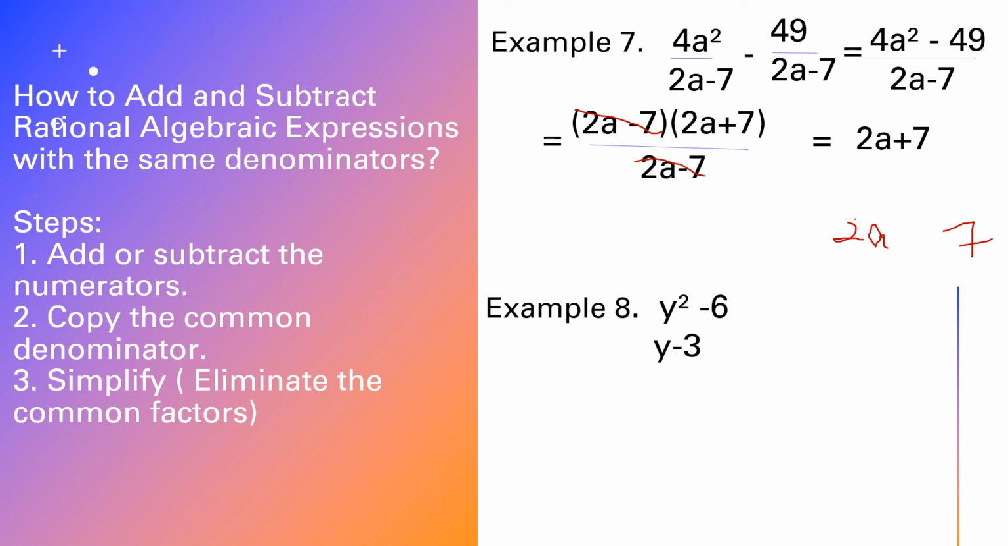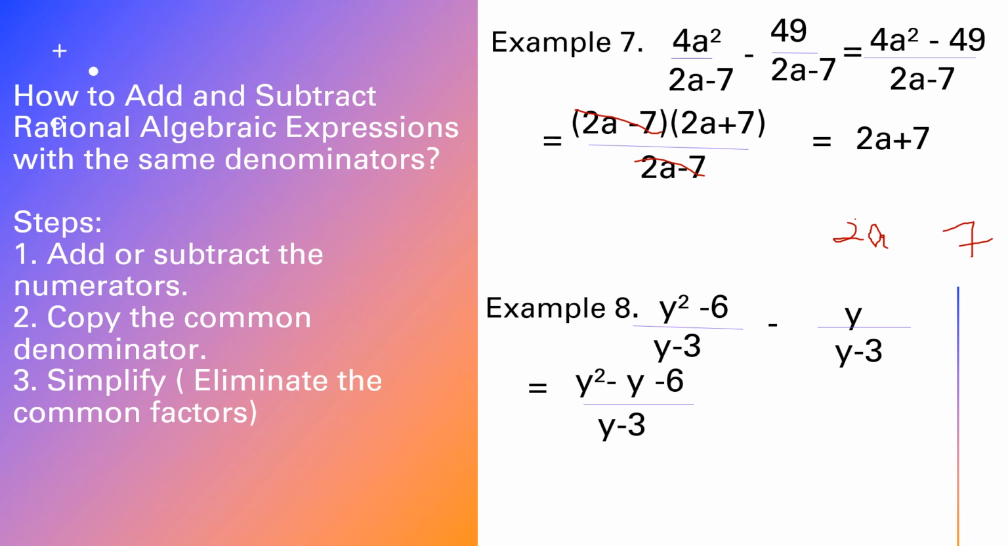Next, y squared minus 6 divided by y minus 3, and then minus y divided by y minus 3. We can rearrange this one. y squared minus 6 minus y, the numerator, but we can rearrange y squared minus y minus 6, then divided by y minus 3. So we can factor the numerator. This is factoring a general trinomial.